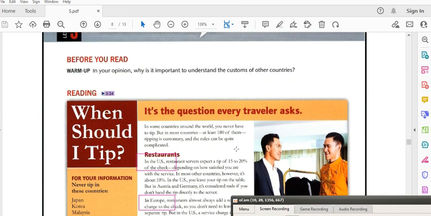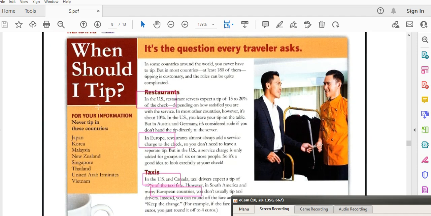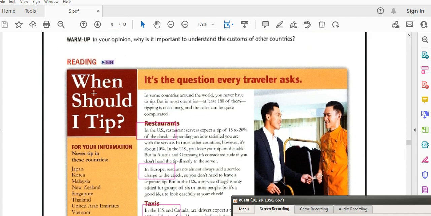Let's go to the reading section. It's about how much you can pay as a tip. Tip means the money that, for example, you can give to a servant in order to appreciate their help. Let's go. Number 34.